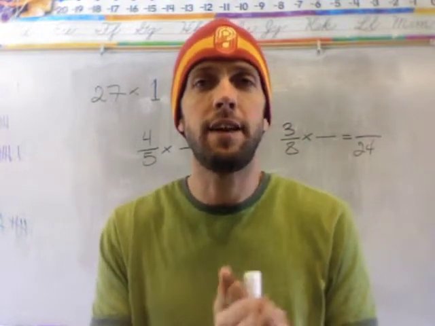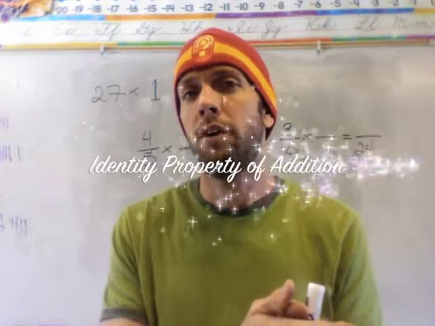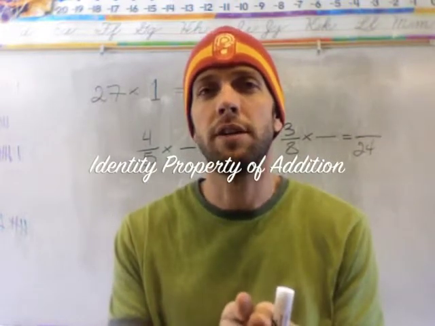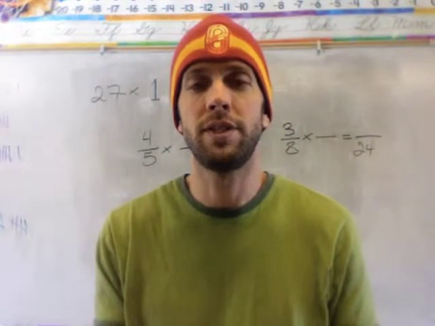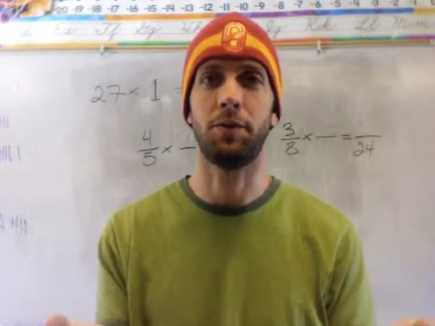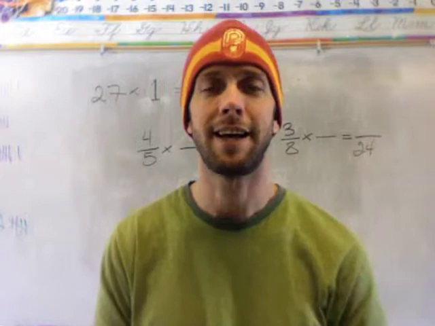There's also the identity property of addition. What can you do to a number to addition to make it stay the same all the time? Just add a 0. 27 plus 0 is still 27. You haven't changed its identity.